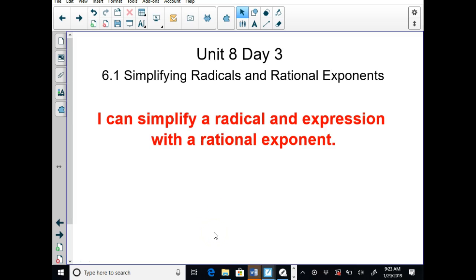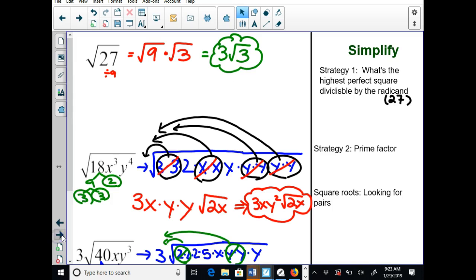All right, so just a really quick reminder of what we did. We simplified radicals and expressions with a rational exponent. Really quick, simplify, just a couple things. If you look at your notes, we had different roots that we looked at, and we talked about different strategies on how to approach those or how to simplify those.